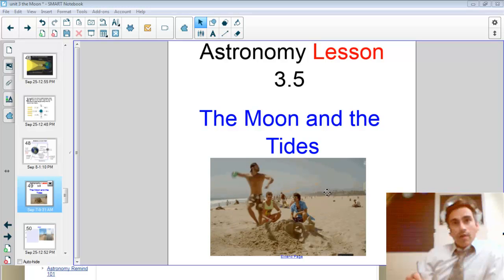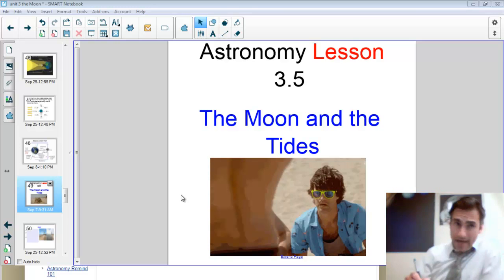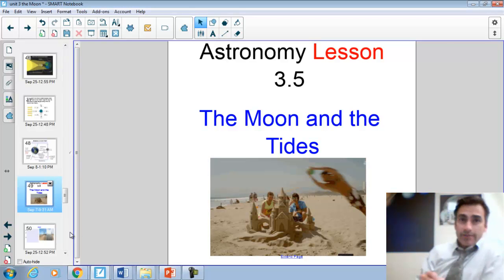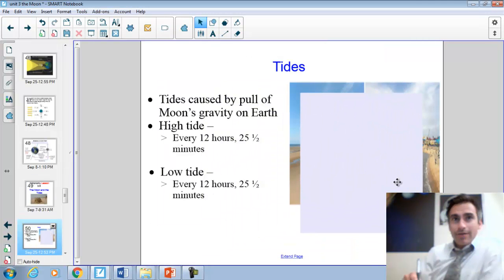The moon and tides, astronomy lesson 3.5. All right, let's jump right into it and talk about tides. So, tides are caused by the pull of the moon's gravity on Earth.